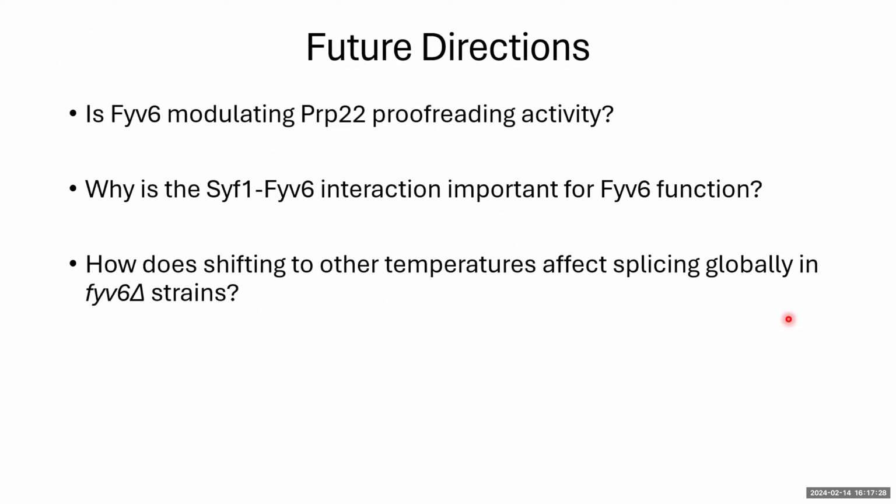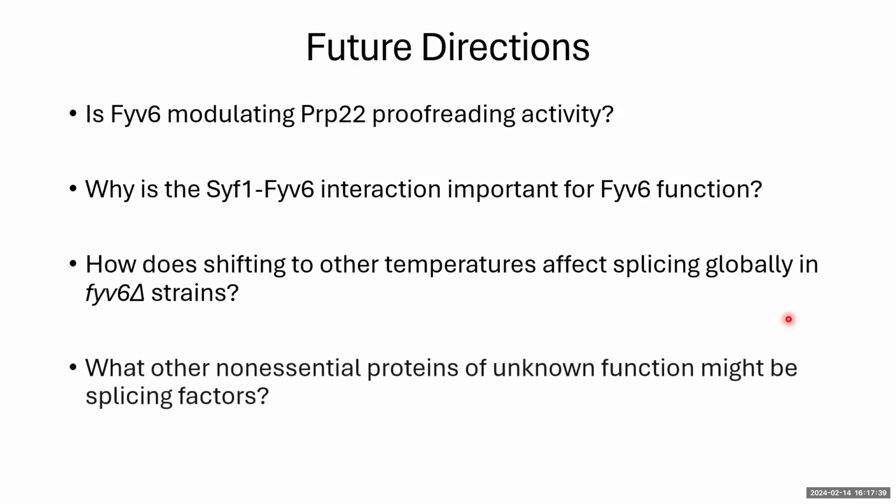Finally, since FYV6 does have this marked growth defect at higher and lower temperatures than 30 degrees, we're wondering how splicing is affected globally in these FYV6 deletion strains. And what I'd like to leave you with is that FYV6 is this non-essential and for many years very uninteresting protein that turns out to have a very interesting effect on splicing. And how many other non-essential proteins of unknown function are there that could potentially be splicing factors that we might be missing?